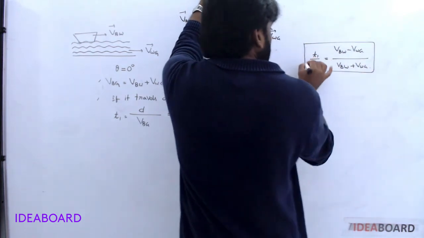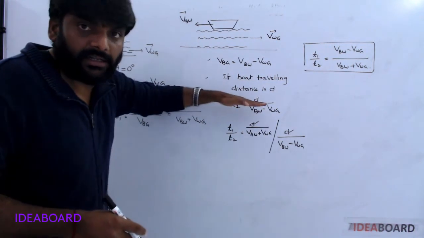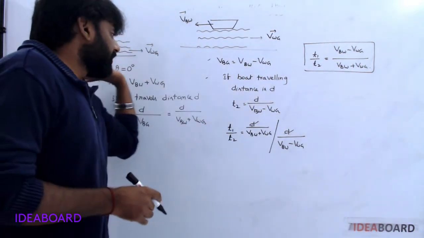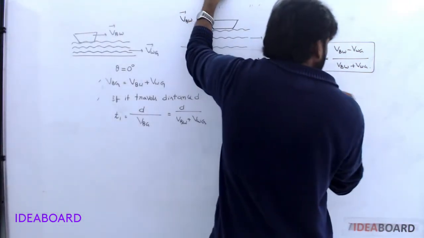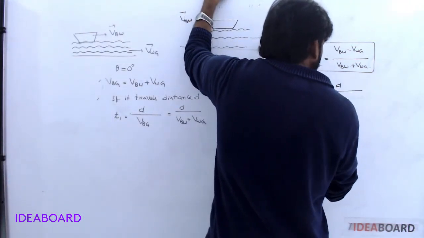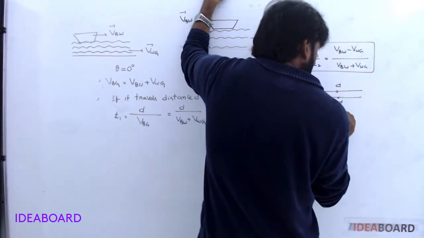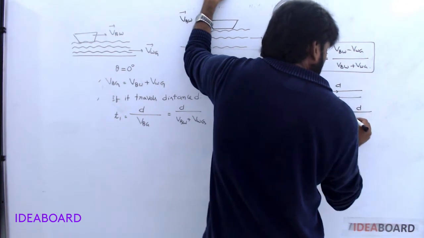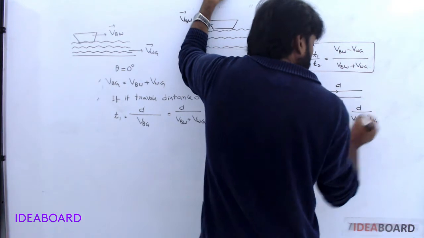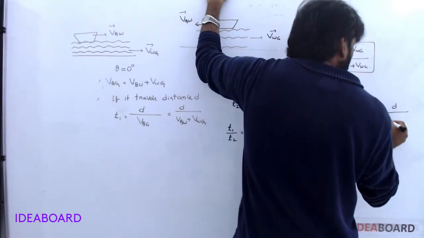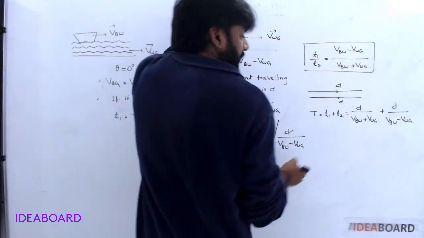It is the times ratio. If in case here it travels distance d in the downward direction, and in the backward direction it travels distance d, what about total time? Here forward d, backward is also d. Total time is equal to t1 plus t2, d by boat with respect to water plus water with respect to ground, plus d by boat with respect to water minus water with respect to ground. Understood?